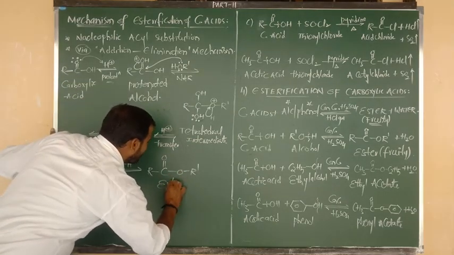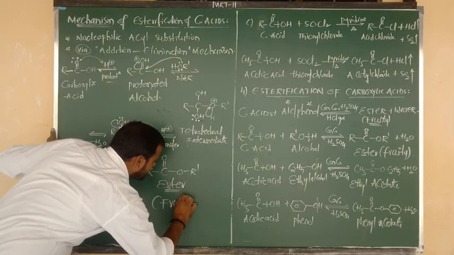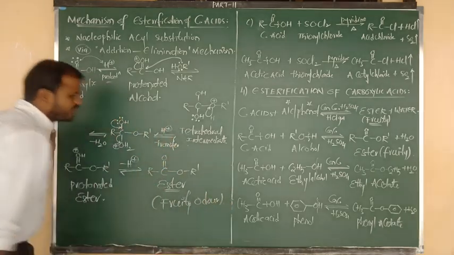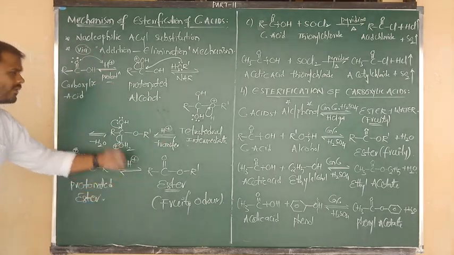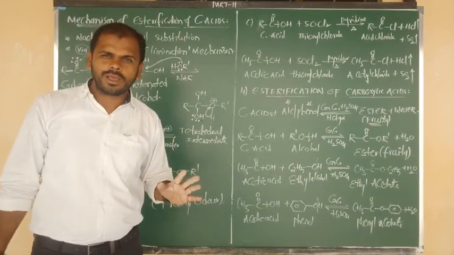So this is your final formula of what, beta? Ester. It will contain a fruity odor, and also we can say a fruity smell. This is the mechanism of esterification of carboxylic acids according to Fischer. Okay, all of you, beta?